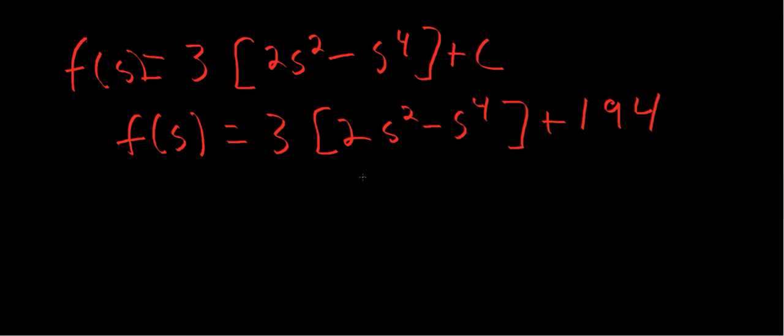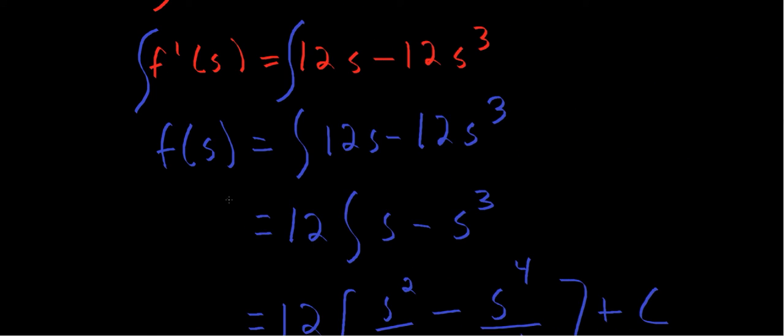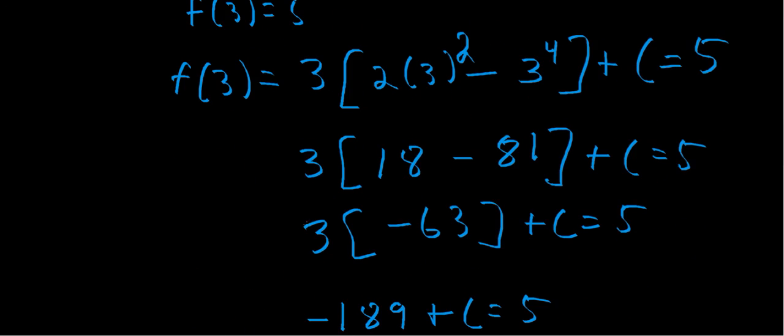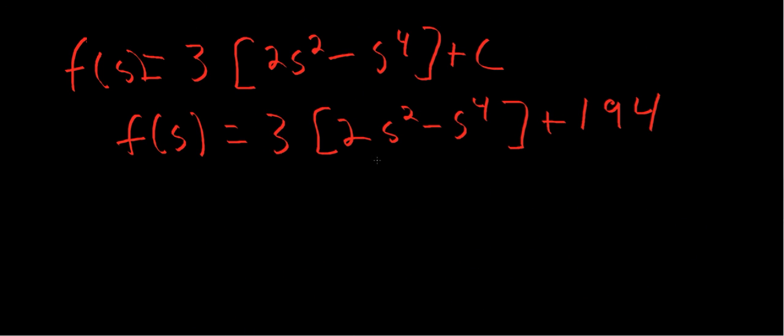And if you're second guessing yourself, remember what our initial condition was: f of 3 equals 5. So plug in 3 for your s's here. You wouldn't even have to set it equal to 5. You just plug in 3 here and make sure that everything on this side of the equation equals 5 when added together.